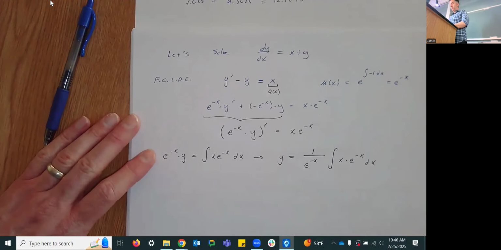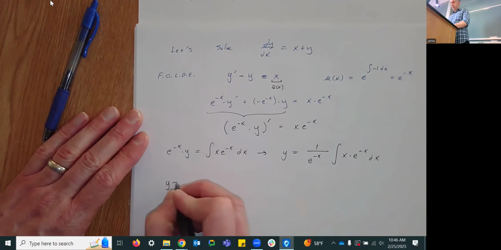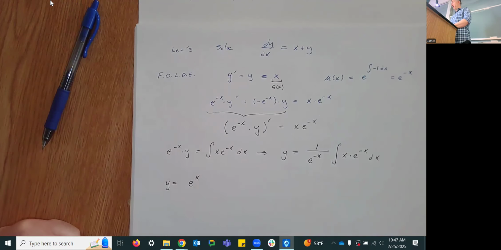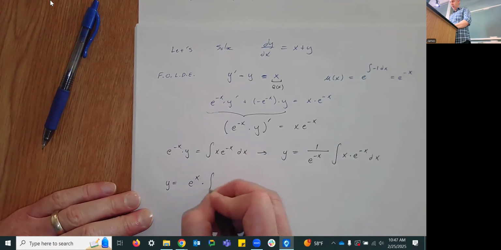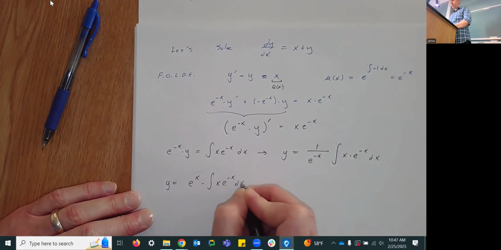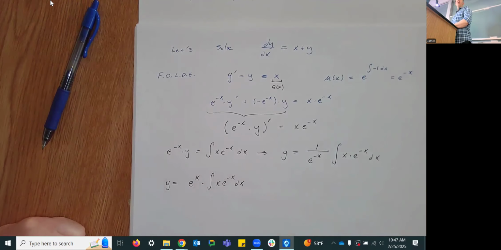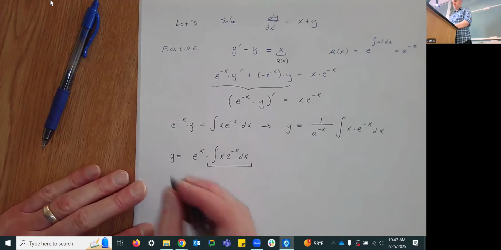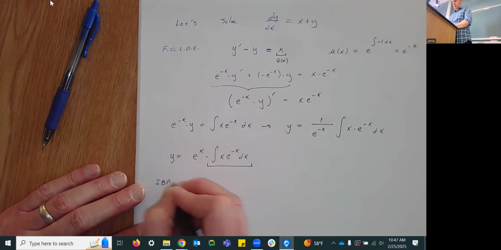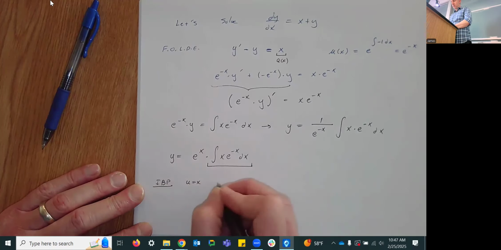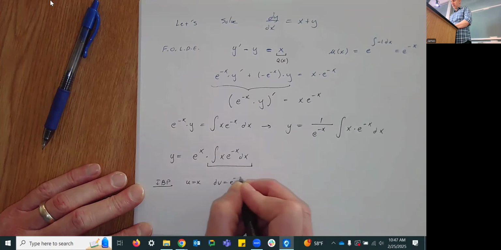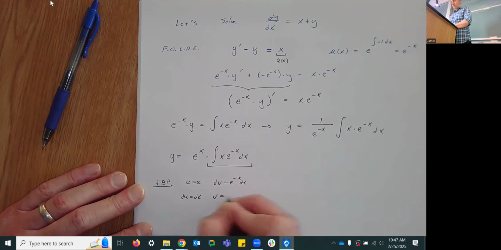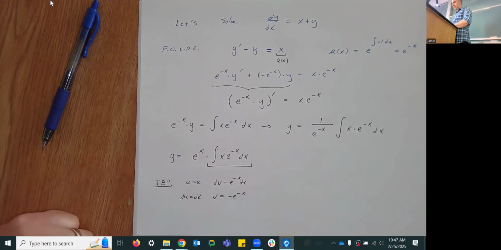I would do two things here. Thing one, I would rewrite this as just e to the x, as opposed to 1 over e to the negative x, times the integral of x e to the negative x. It just feels like a nicer way to write it. And then to do this integral, we have to use integration by parts. So integration by parts, we're going to let u equal x, dv is going to be the rest, e to the negative x dx, du is dx, and v is negative e to the negative x.